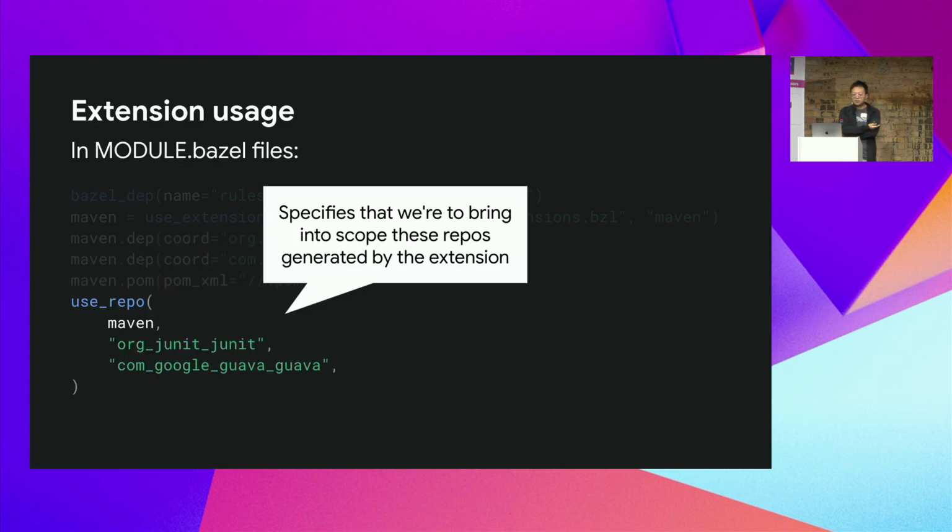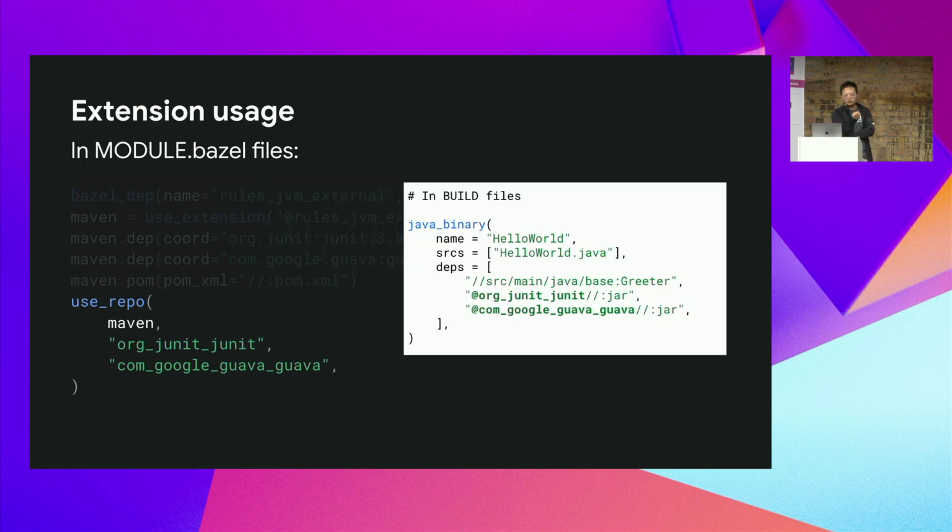And then remember, we enforce strict deps in Bzlmod. That also applies to repos generated by module extensions. So you have to declare that you want this repo generated by this module extension so that you can use it in your build file.